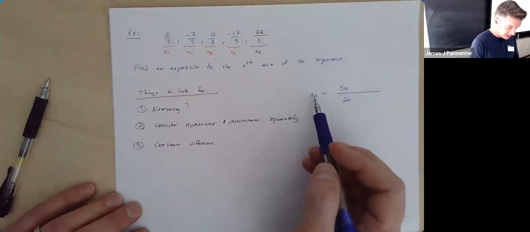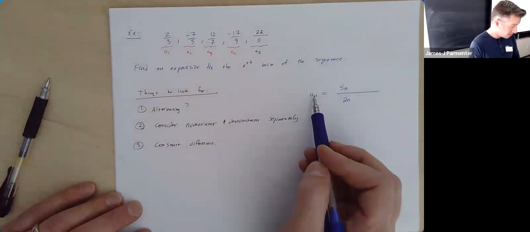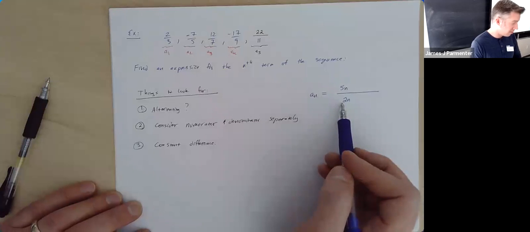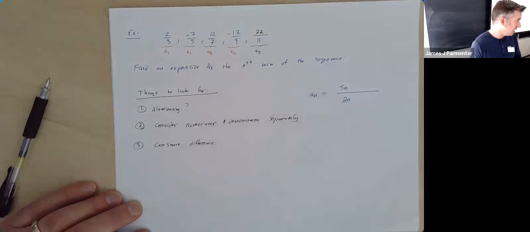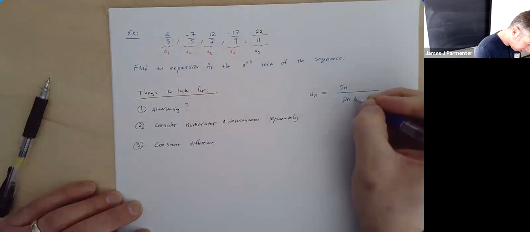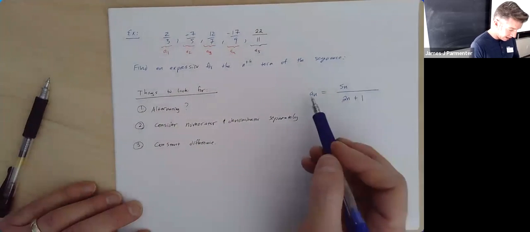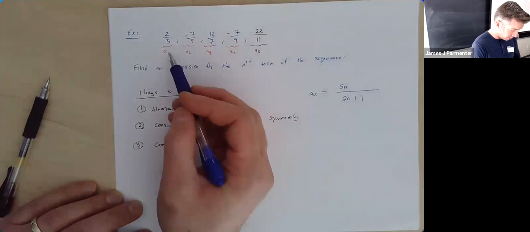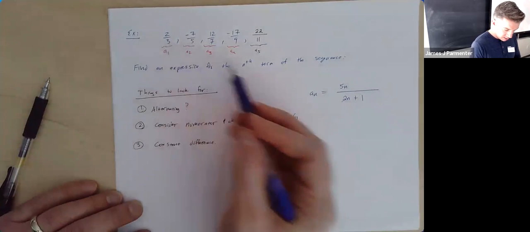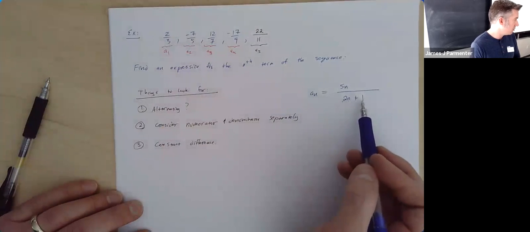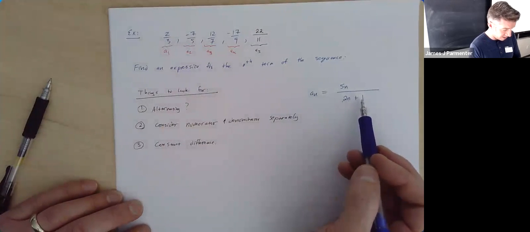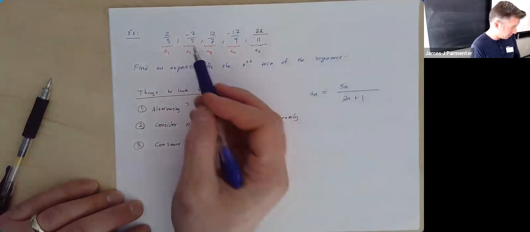So if a_1 is 3, and I have a 2n in the bottom, well, that's 2 times 1. I need to add 1, so that I get a 3 in the bottom when I plug in n equal to 1. Right? My a_1 has a 3 in the bottom. For a_1, I need 2 times 1 plus 1. And I double check with the next one, right? If I do a_2, 2 times 2 plus 1 is going to give me a 5 in the bottom.